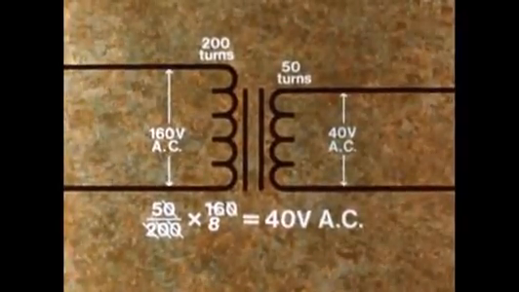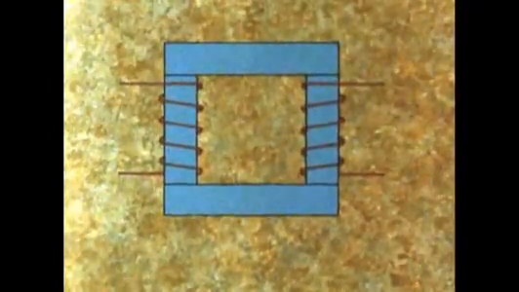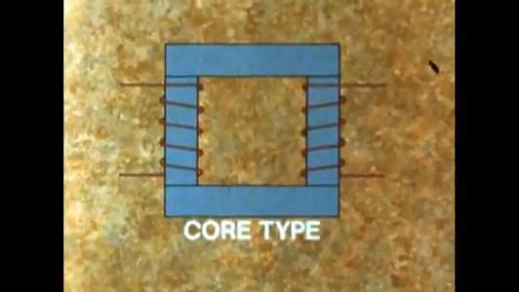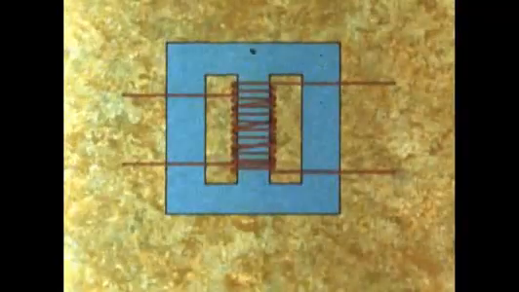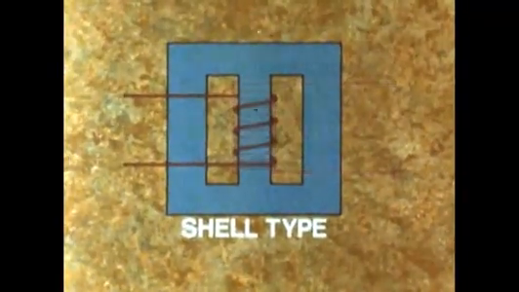Transformers are constructed in 2 basic forms. This sort, where the coils are separately mounted on a square yoke, is called a core type. The other type is the shell type, where the secondary coil is wound on top of the primary.